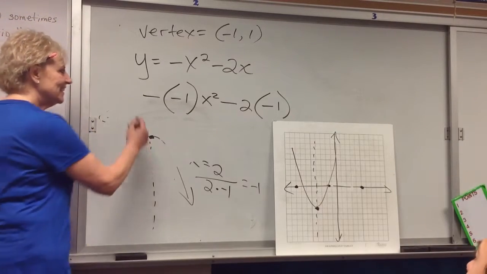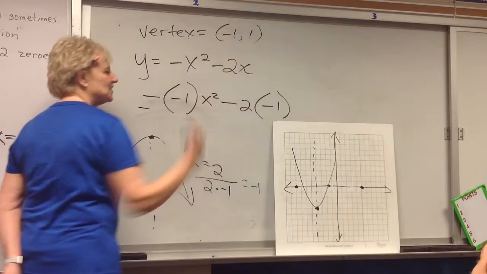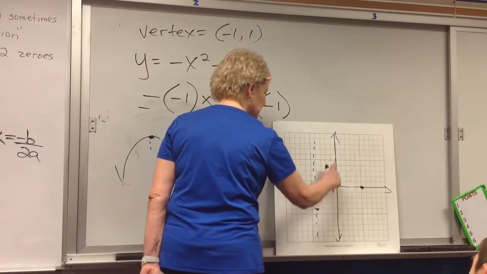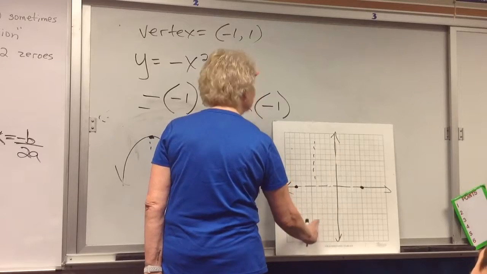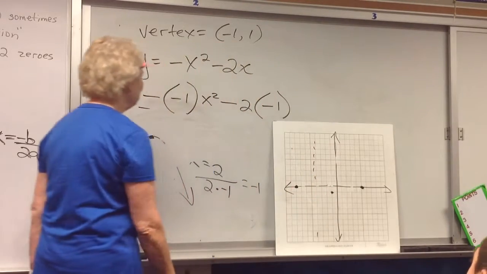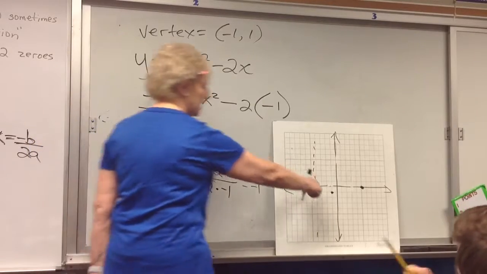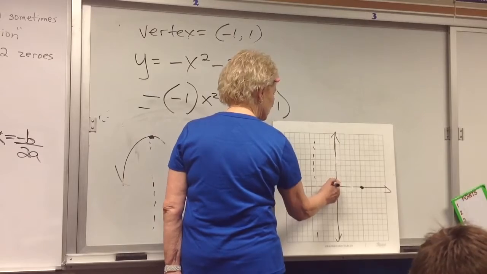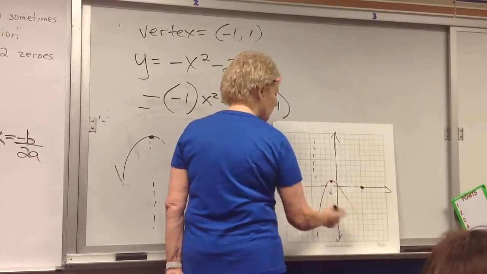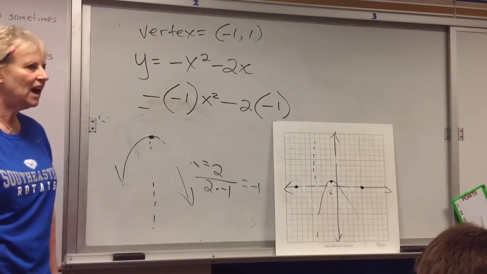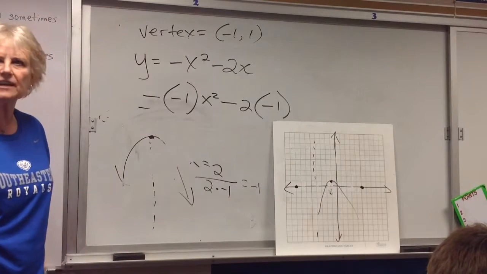Okay, can you get it? That's the vertex. Somewhere on a coordinate plane, we have a parabola that has a vertex of -1, positive 1. And it goes upside down. Now, we don't know where it goes, we don't know how wide it is, we'll do that on another day. I just want you to be able to find the vertex right now.